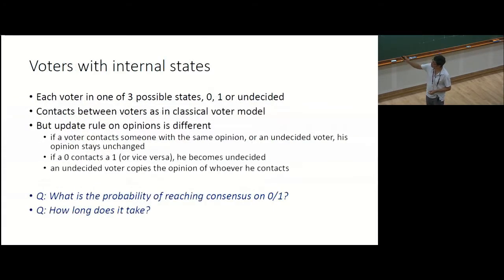I'll skip this model, which was studied by Perron, Vojnovic, and Vasudevan. They looked at a model where there are 3 states: 0, 1, and undecided. If I talk to someone with a different opinion, I become undecided. And if I'm undecided, I copy whoever I talk to. And they showed that in this case, the probability of reaching consensus on the minority value decays exponentially in population size.